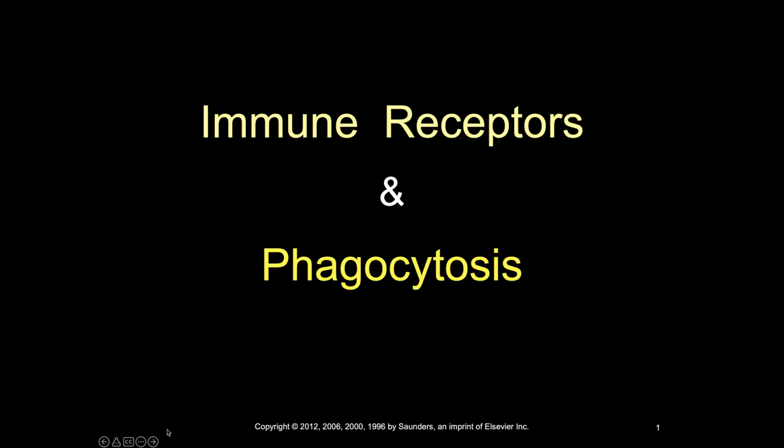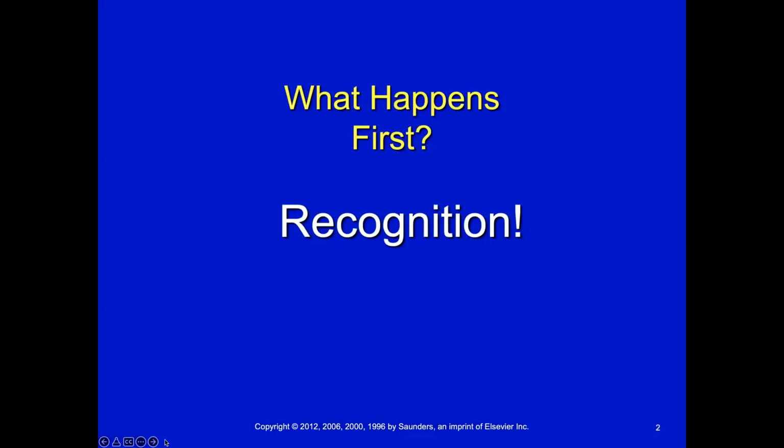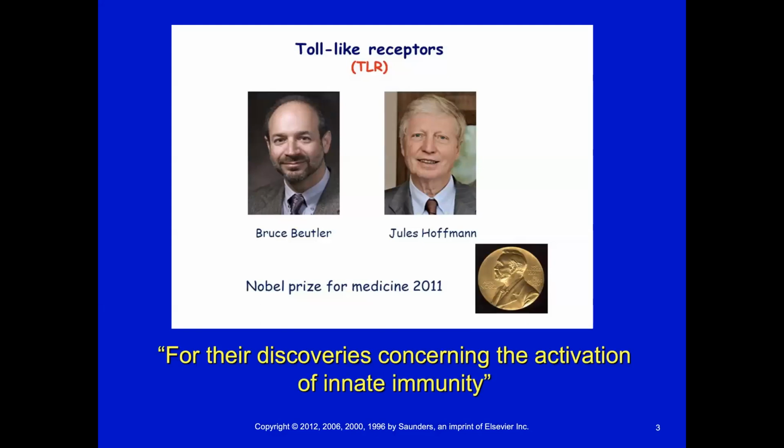Immune receptors and phagocytosis. So what happens first? Of course, we need recognition. And we have Nobel Prize winners again here, and they were awarded for their discoveries concerning the activation of innate immunity. So basically what happened is that they were able to locate the specific cell receptors that will initiate immunity in our special immune cells.